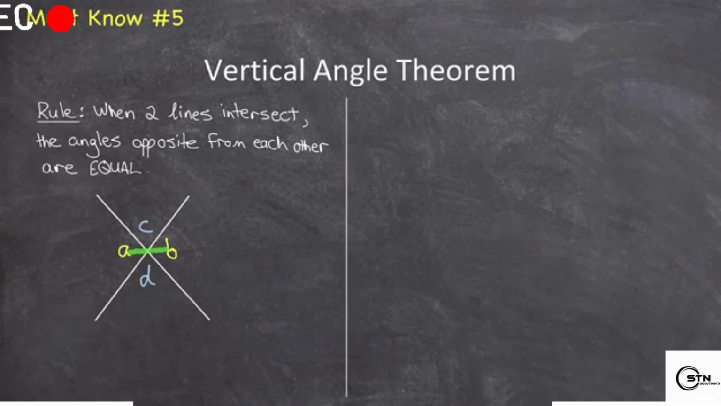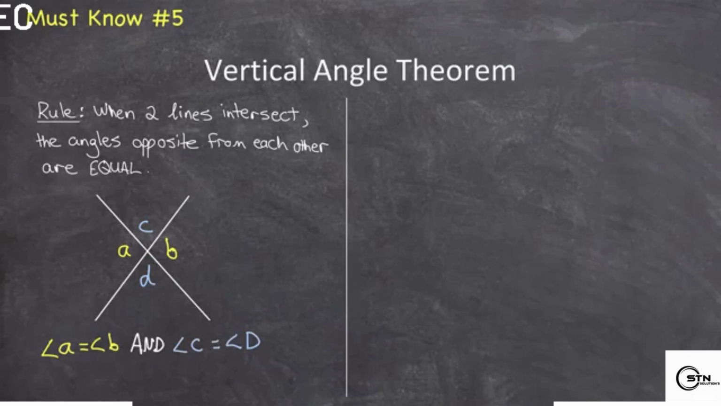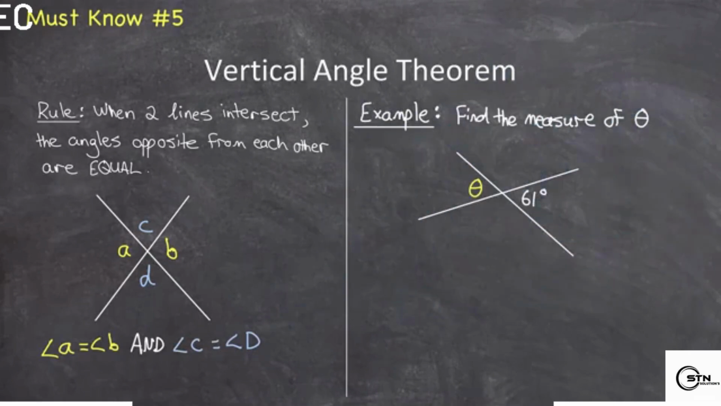Since angle A and angle B are opposite from each other, I could say that the measure of those angles are equal. And because C and D are opposite from each other, the measure of those angles are also equal. So a really quick, easy example. It asks me to find the measure of angle theta. Well, I notice I have two lines that are intersecting, so the angles opposite from each other, theta and 61, must be equal to each other. So for that one, we could just state theta equals 61 degrees.